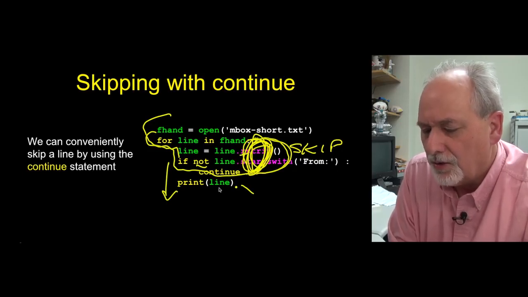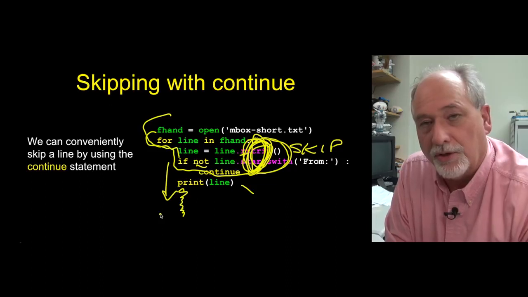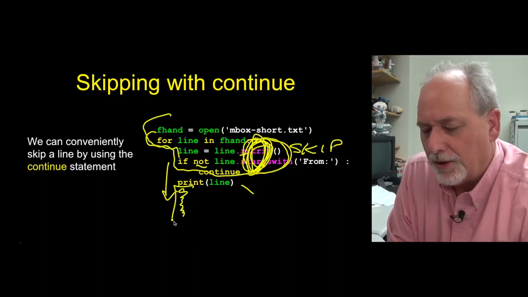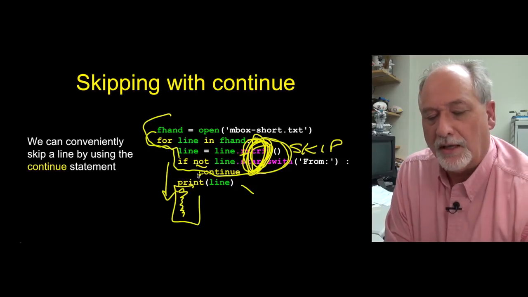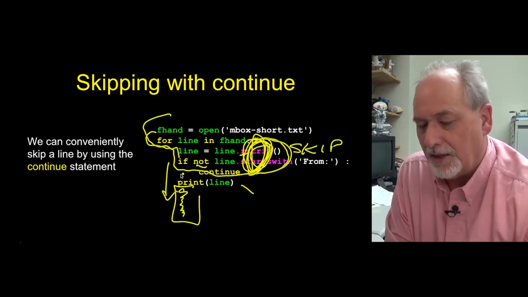So this is the good code. And then we have all the other good code that we want to do to that line. We have that showing up down here. And so there's just two patterns, two ways to do the exact same thing.